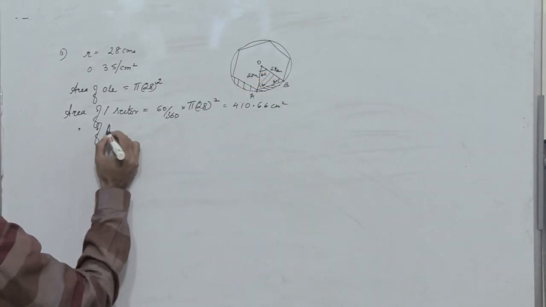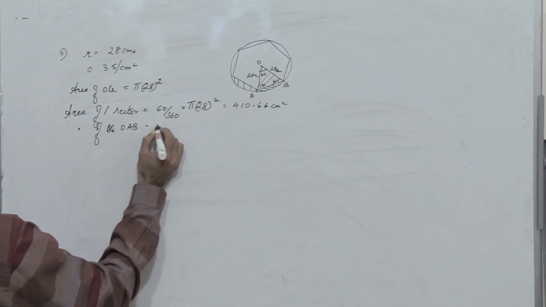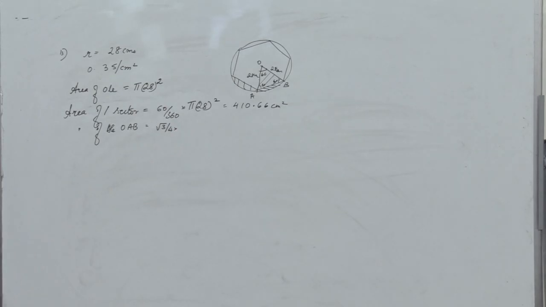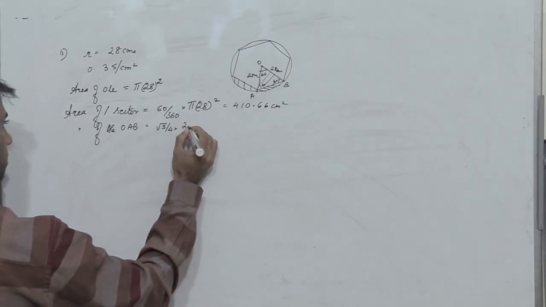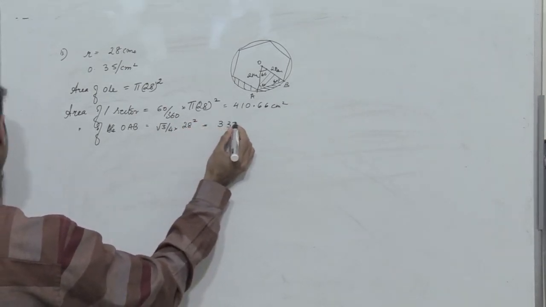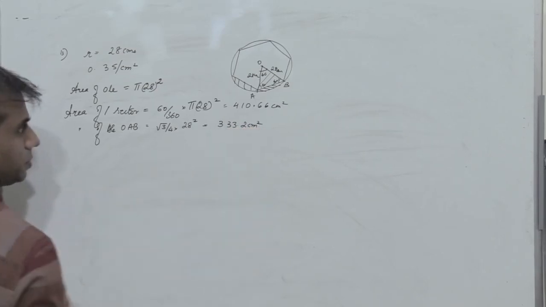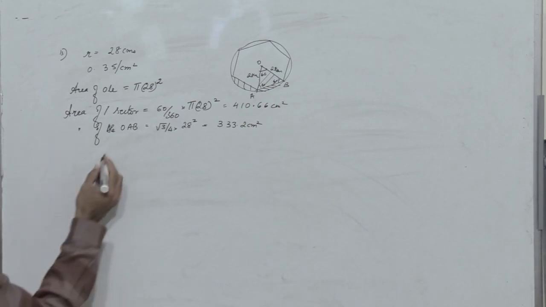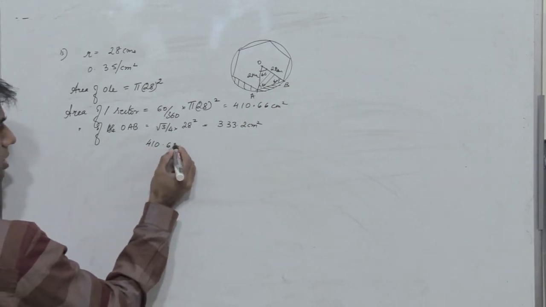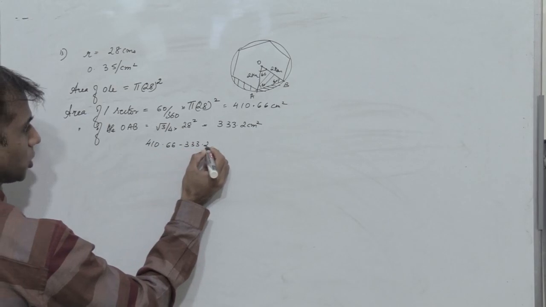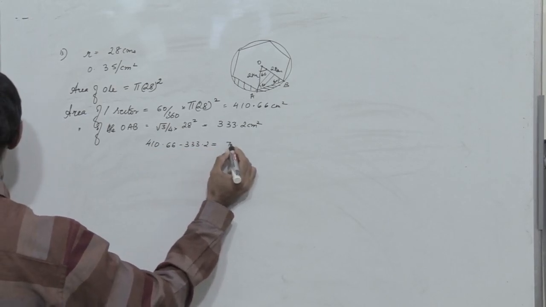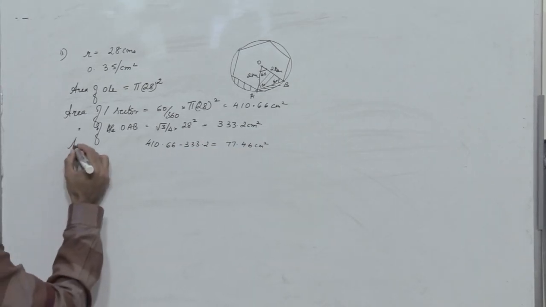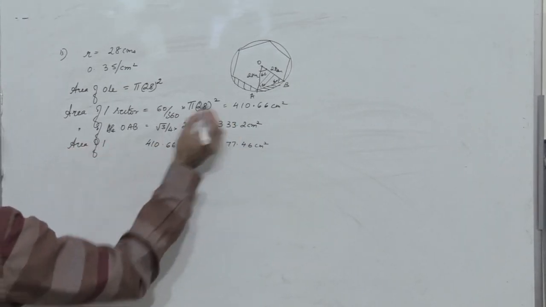So area of triangle OAB is root 3 by 4 into r square, which is 28 square. So this gives us 333.2 centimeters square. So the area of the design here, so one of them is 410.66 minus 333.2, which is equal to 77.46 centimeters square. So this is the area of one design segment.